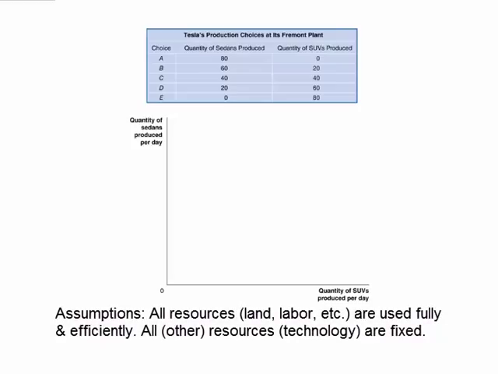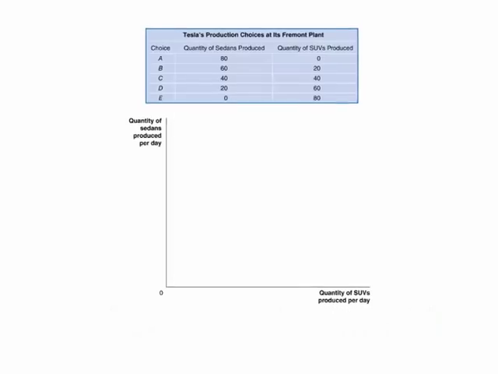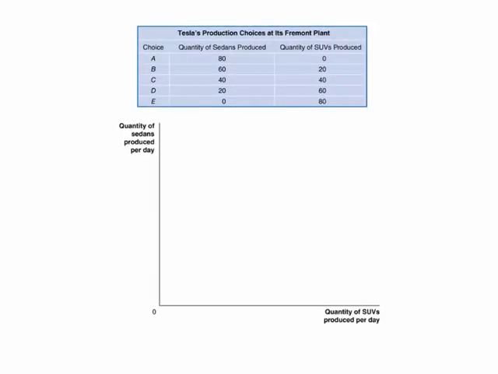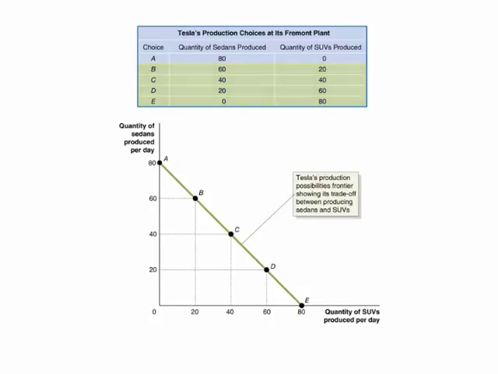First, all resources will be used fully and efficiently, and second, all other resources or goods are fixed. If that is true, then we can go ahead and label our points. For example, if Tesla Motors wishes to choose nothing but sedans, point A, we simply plot the point. Then we can look at other possibilities that Tesla Motors chooses to produce, which we will label B, C, D, and E. Once we connect the dots, we have simply our production possibility frontier. Yep, it's that simple.